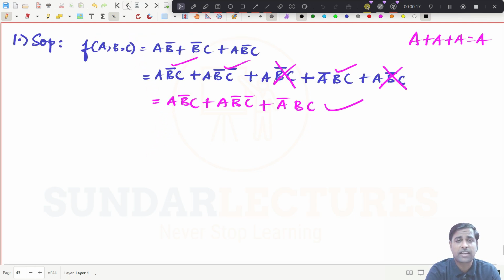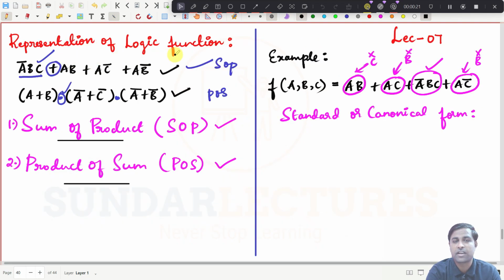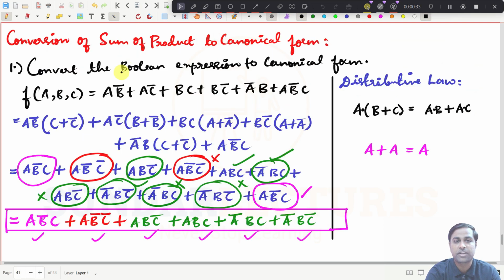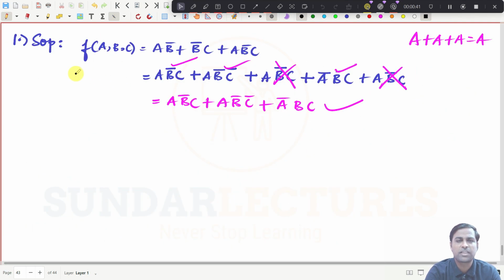So in the previous class, what are all the topics we have seen? Representation of logic functions. We have seen two different representations. One is sum of product and another one is product of sum, and we have seen what is canonical form or the standard form, and how to write the Boolean expression in canonical form and in the standard form, and what is the procedure, and we have used the distributive law, right? Up to this we have seen in the previous class.